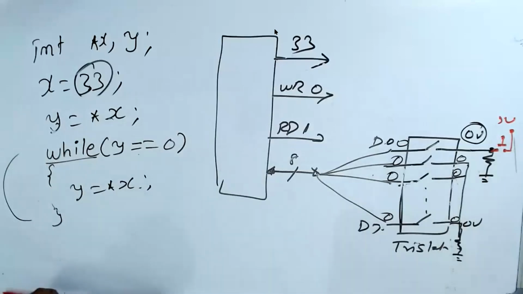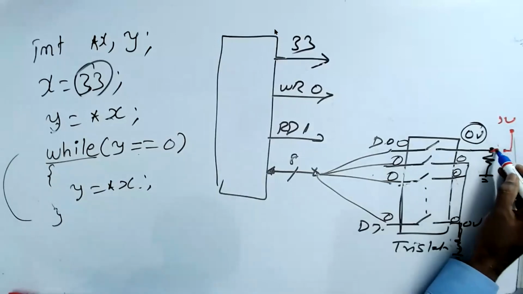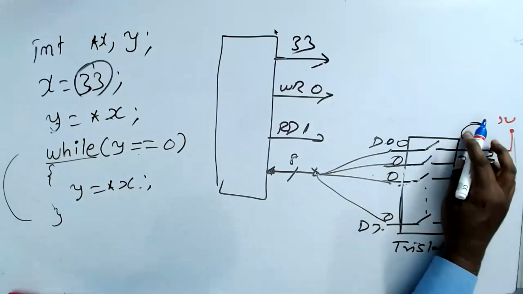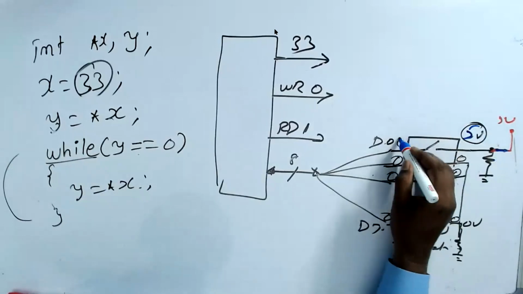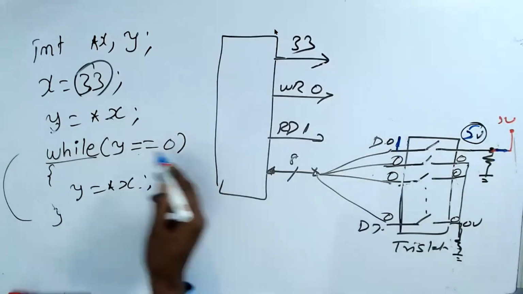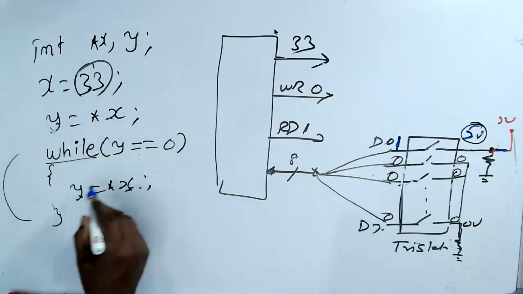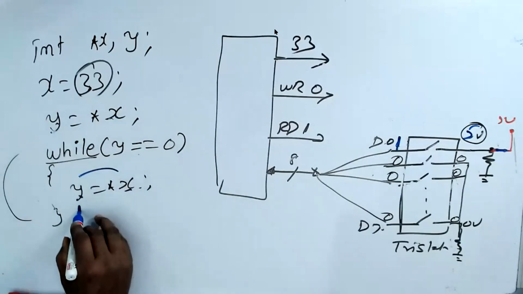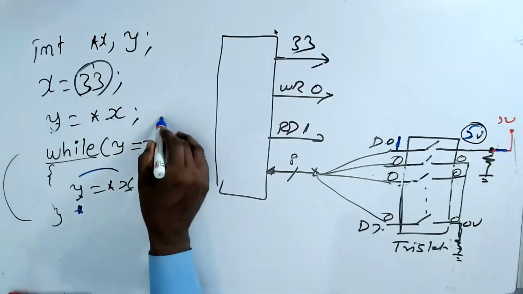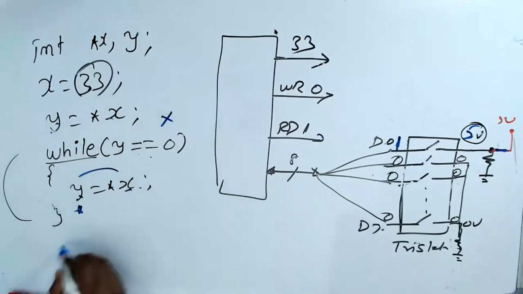Let us assume you press the switch. When you press the switch, you make a contact, so this gets 5 volt, so this gets 1. Now y becomes 1. So y becomes 1, this condition failed, so it will come out of the loop.